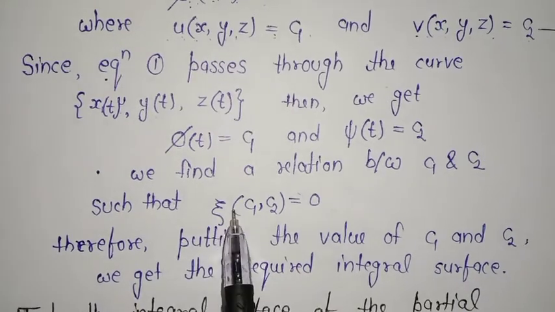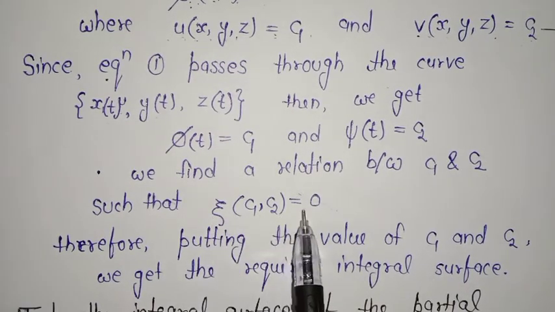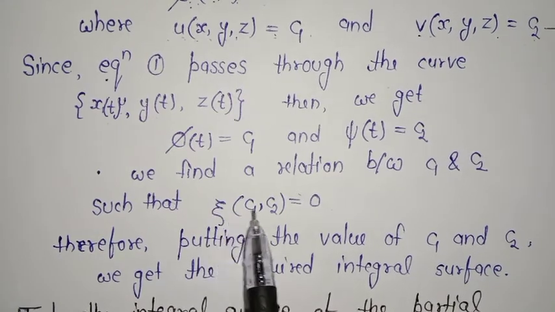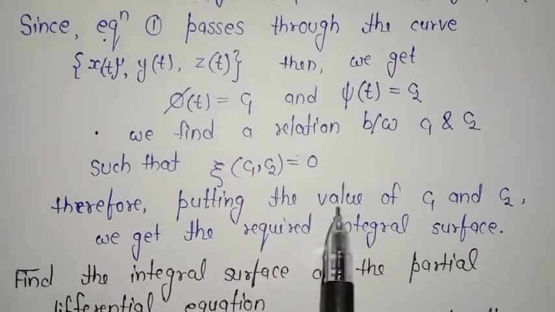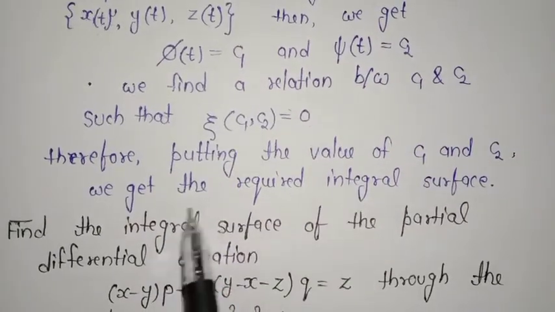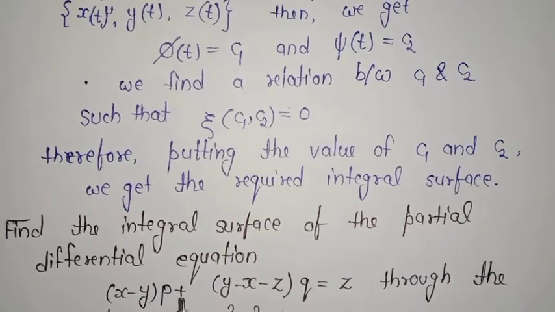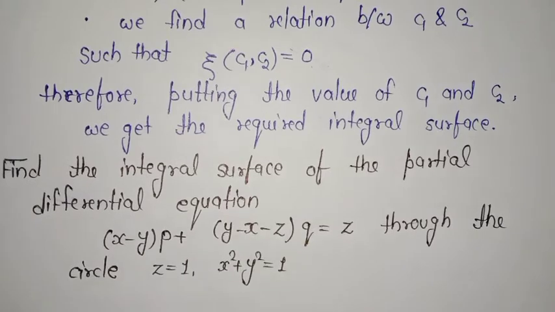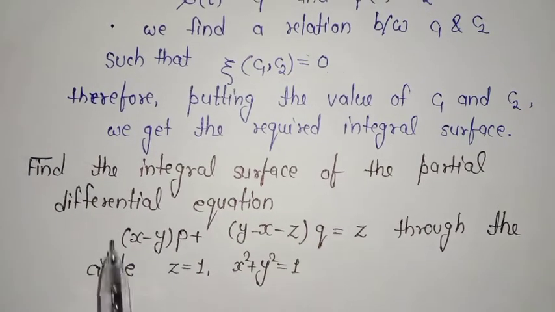such that we get an equation which is a function of only the arbitrary constants, and this equation is known as xi of c1, c2 equals 0. Then by putting the values of c1 and c2 from equation 2, we can get the equation of the required integral surface. Now I will take one example to show how to apply this method, so it will be more clear to you. This is our first example.